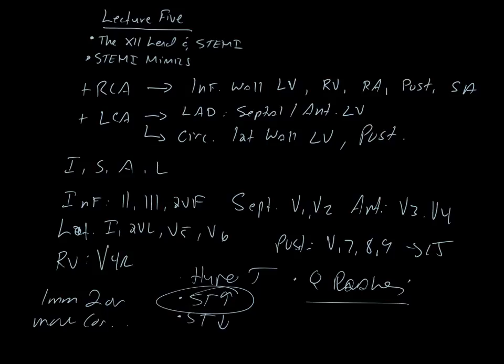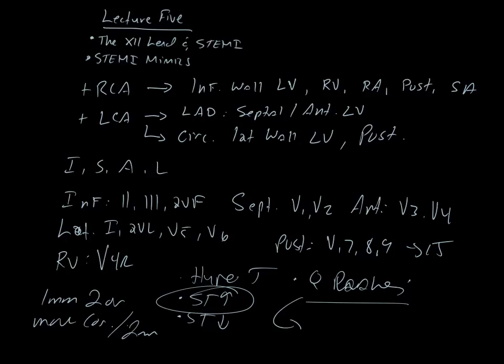Right. So if you had 1 millimeter elevation in lead 2 and 1 millimeter of elevation in lead V4, that would not be significant, right? But if you had a millimeter or more in 2, 3, that would be contiguous, right? So greater than 1 millimeter in 2 or more contiguous leads, or greater than 2 millimeters in a single lead. All right, you guys good with that?